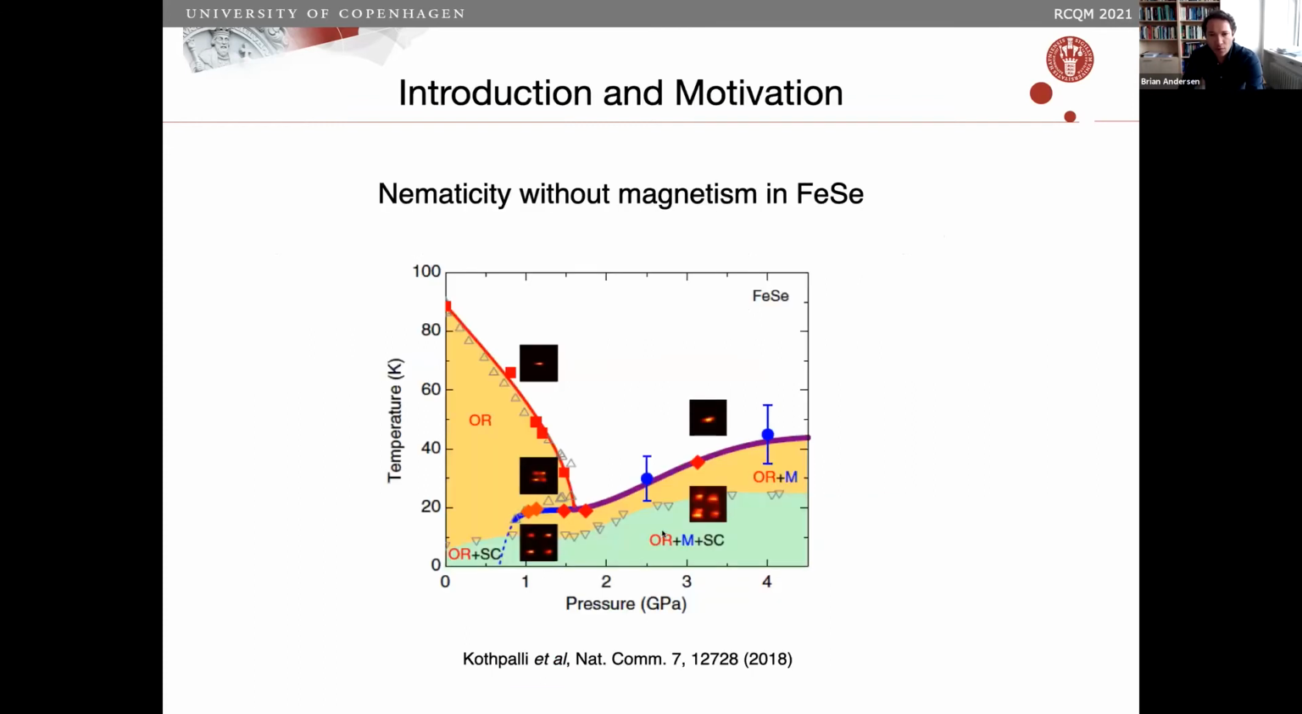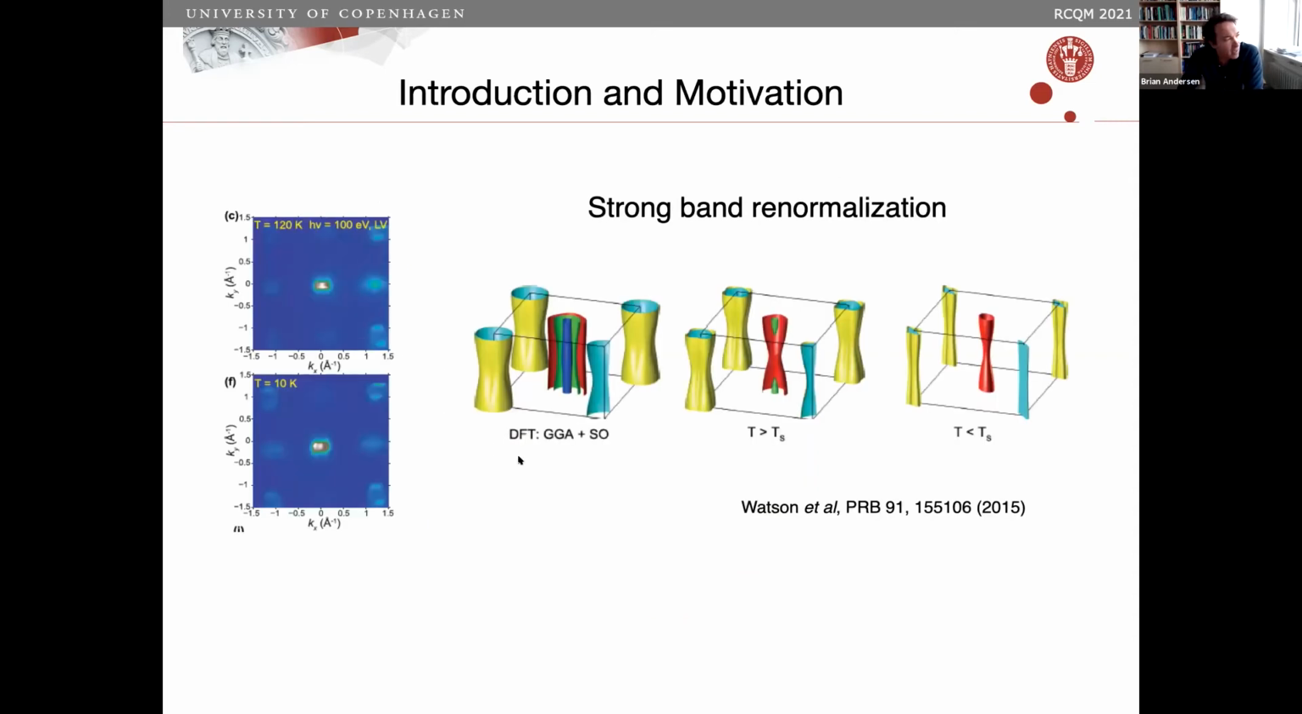We're fascinated by iron selenium because it's a very flexible material. You can tune Tc, and the system goes superconducting from this nematic phase. We still don't know the detailed nature of this nematic phase. Another fascinating aspect, known for a while and the topic of a lot of research, is the origin of this very strong band renormalization.